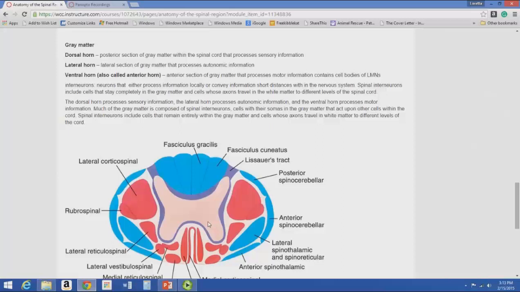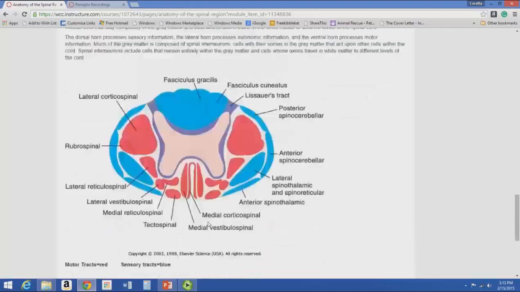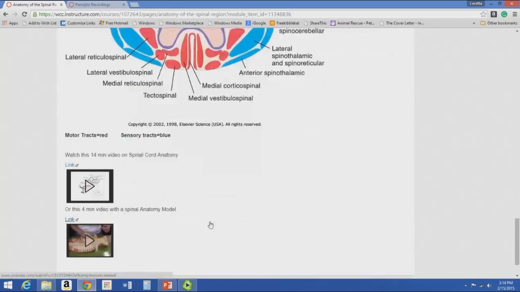It doesn't need to be myelinated because it's such a short distance. And then some have longer axons traveling in the white matter to different levels of the spinal cord. I don't expect you to memorize this, but just have a general idea. The anterior part of the cord has a lot of motor stuff. The posterior has a lot of sensory. So it kind of makes sense.